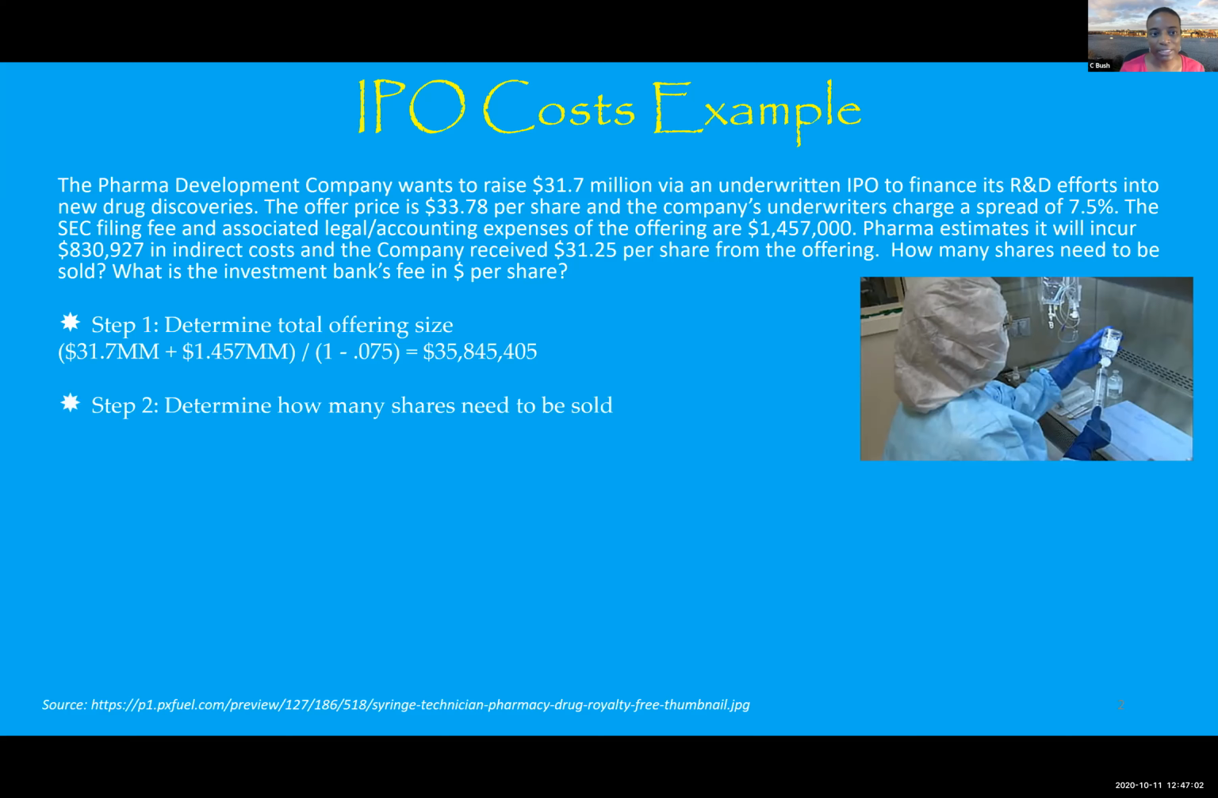Then what we do to find out how many shares need to be sold, we just divide. And the number that we divide by is the offer price per share that the underwriters are going to charge those institutional investors when they sell the shares. So notice the number in the divisor is 33.78, not the number that the company is going to receive, which is 31.25. Any questions so far on that part?